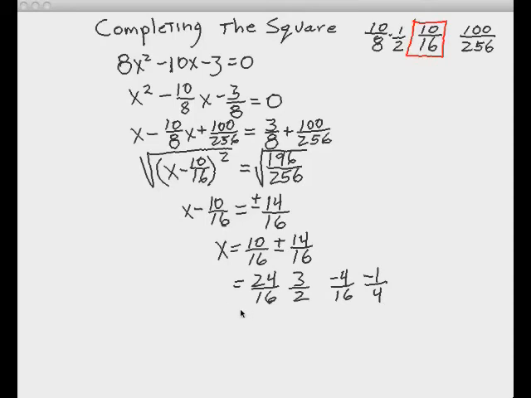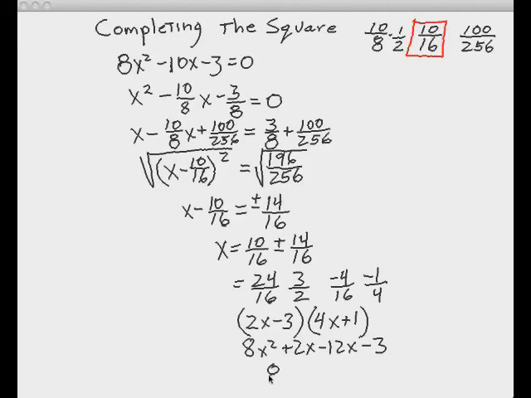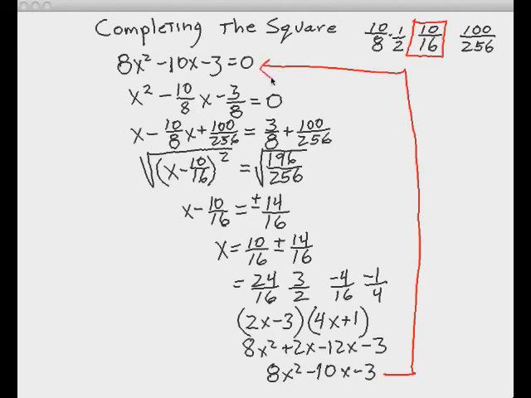So I can now use those to form my factors. 2 goes there with a minus 3. 4 goes here with a plus 1. Multiplying these back out again, I get 8x squared plus 2x minus 12x minus 3. Combining my like terms, 8x squared minus 10x minus 3, which is the quadratic I started with.